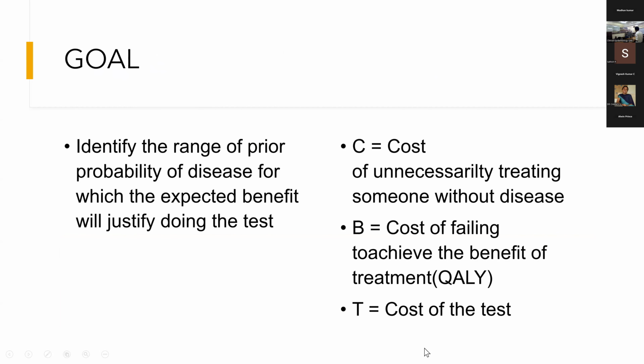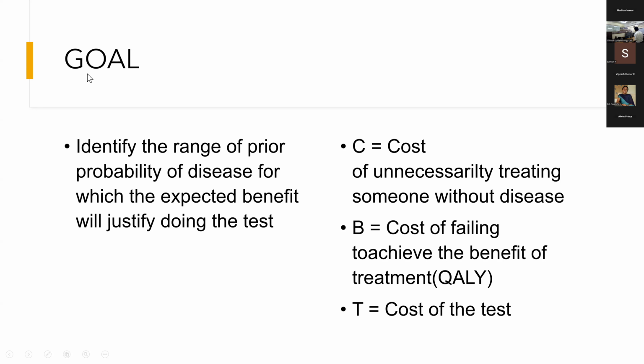For this, we'll be looking at 3 different new terms, which is called as C, B, and T. T is nothing but the cost of the test. Say, for example, the cost of doing this test is $10. C is the cost associated with unnecessarily treating a patient who does not have a disease, which is nothing but giving an oseltamivir course for 5 days, which comes to, say, for example, about $60. And B is nothing but cost of failing to achieve the benefit of treatment for those who have the disease.